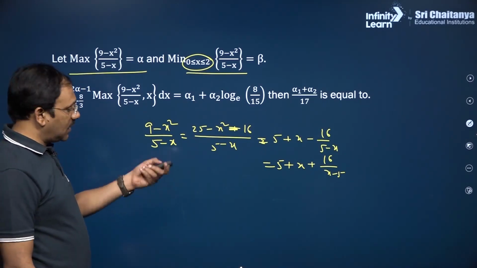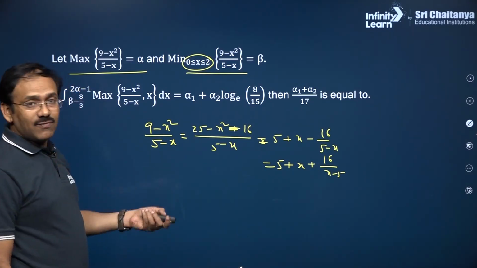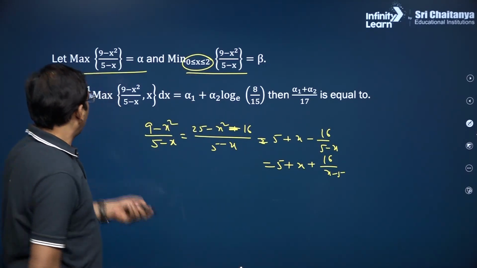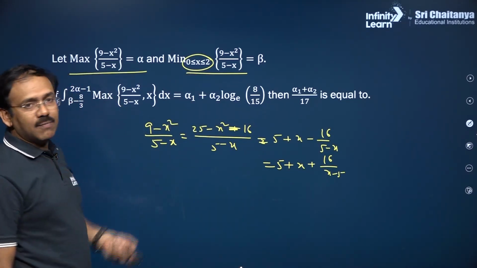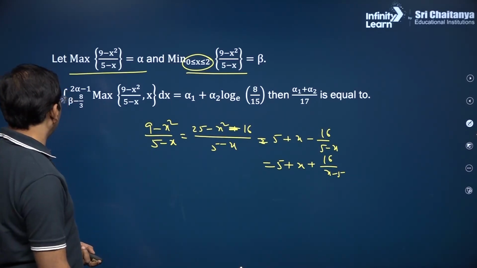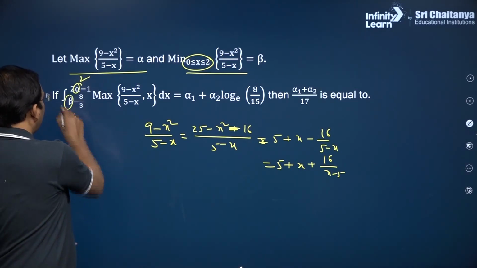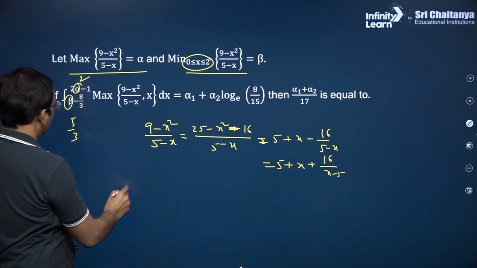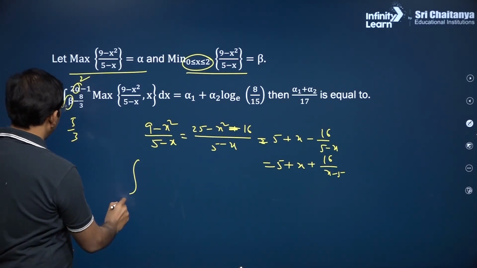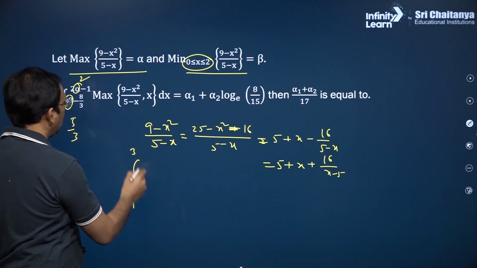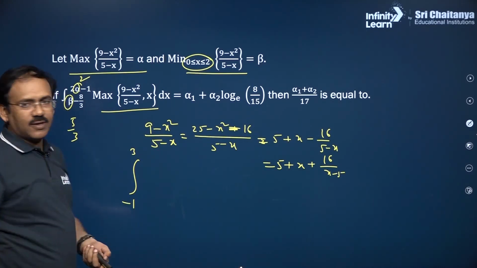By taking its derivative, you can find where it will have minimum and maximum when x is taken from 0 to 1/2, and you can find that maximum value and minimum value to be alpha and beta. You can find the alpha value to be 2, my dear friends, and the beta value to be 5/3. So, this becomes the integral from -1 to 3 of the maximum of this, my dear friends.